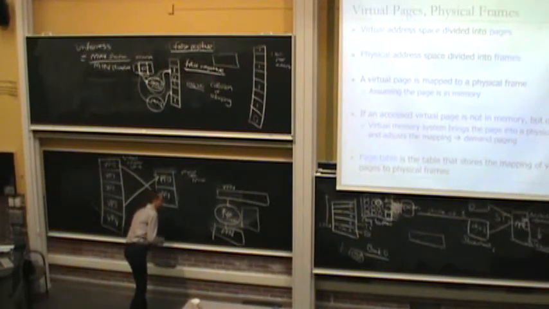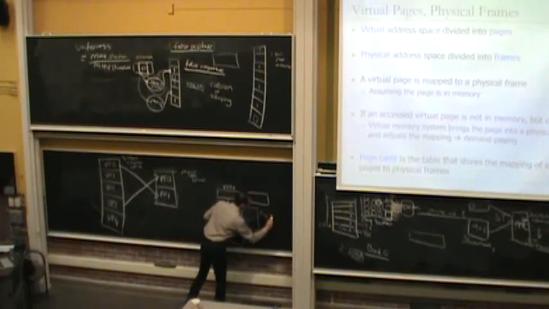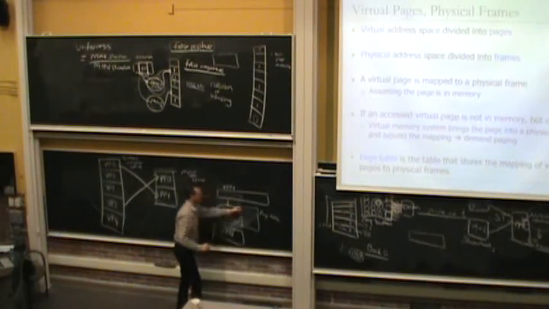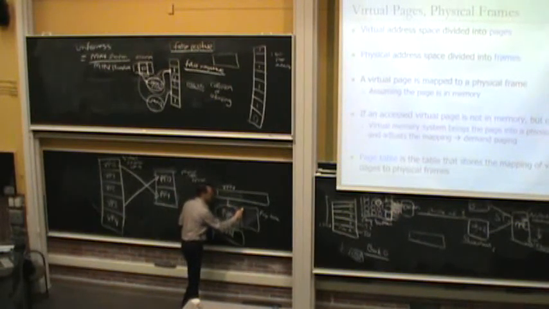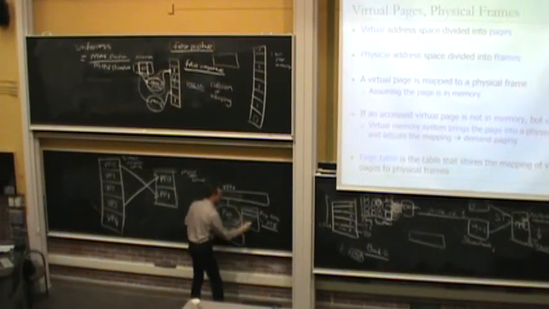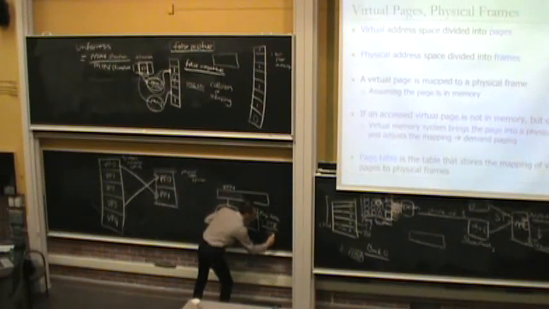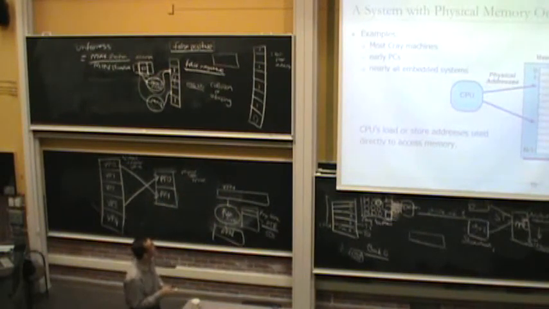These mappings are stored in what is called a page table. The page table is a structure that is indexed using the virtual page number and address, and that gives you an entry, a page table entry, that contains the mapping, the physical frame number. And we'll see how that's done.